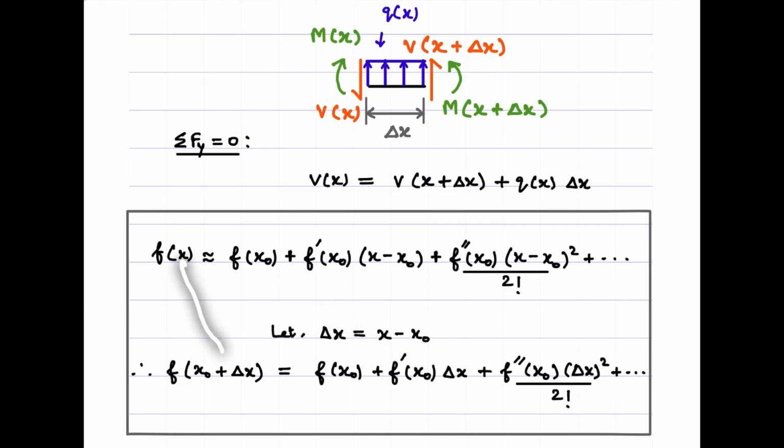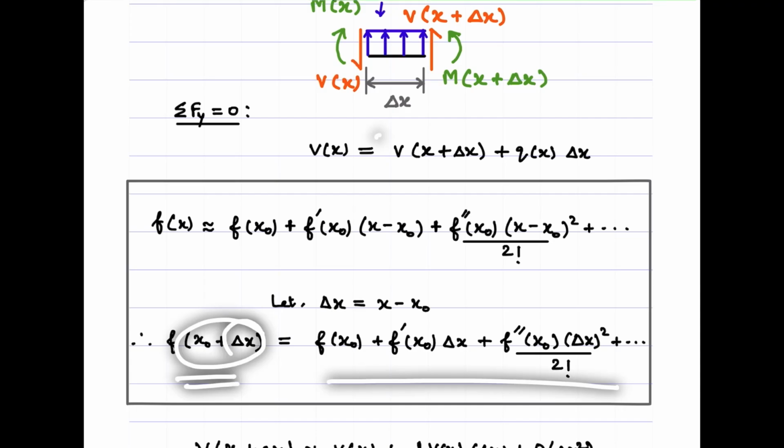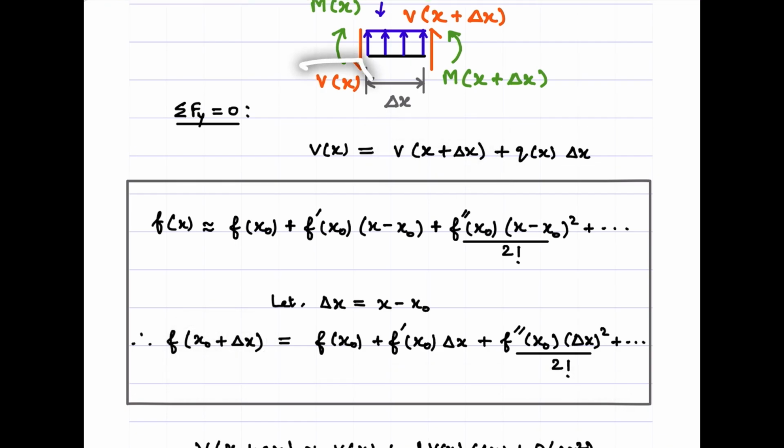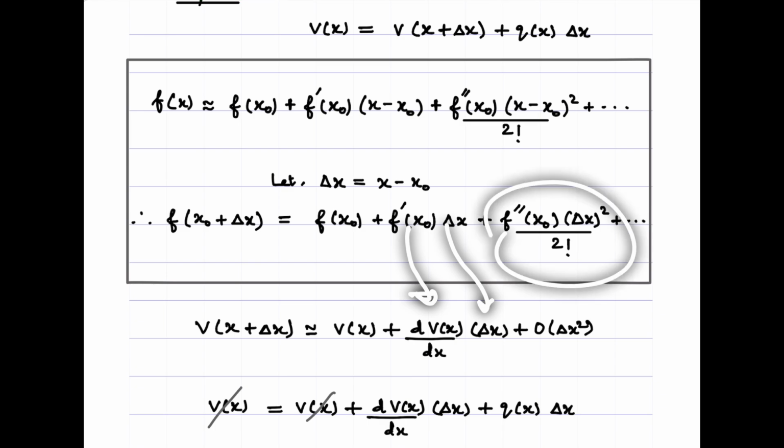So we can rewrite this expression as, for x we can write x naught plus del x, and on the right-hand side x minus x naught is replaced by del x and so on. So once you know the value of the function at x naught, the function's value at x naught plus del x is given by this expression. That's what we are concerned about here. What is the value of shear force given that V of x is known? Then we can write the expression for V of x plus del x using this expression, which is V of x and then the derivative times del x and the higher order terms which are given here.